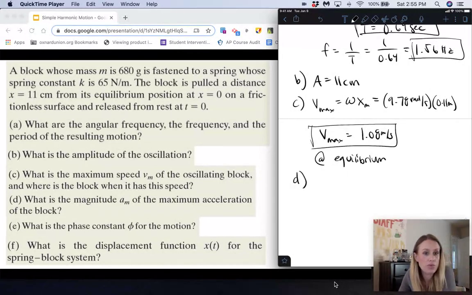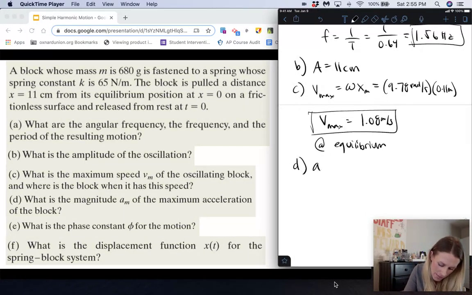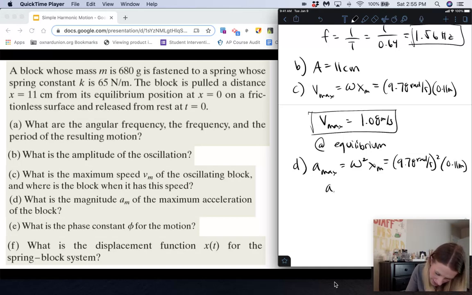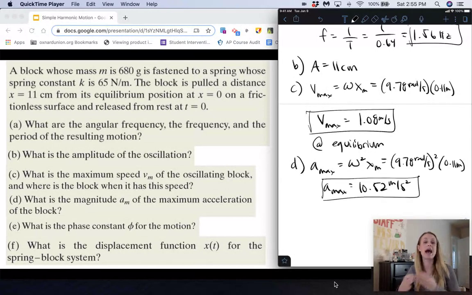Part D says, what is the magnitude a sub m of the maximum acceleration of the block? Maximum acceleration is going to be equal to angular velocity squared times our amplitude. So we get angular velocity 9.78 radians per second, squared, times the amplitude 0.11 meters. And so we get maximum acceleration is equal to 10.52 meters per second squared. And they don't ask this, but this occurs at the amplitude positions.